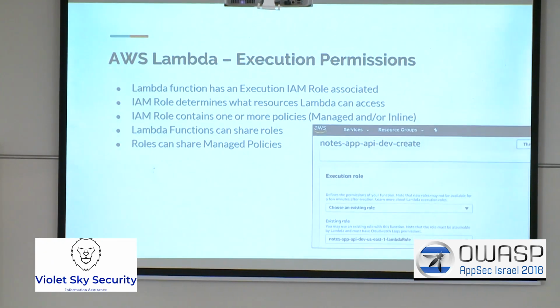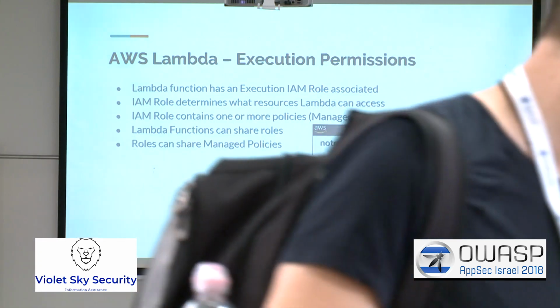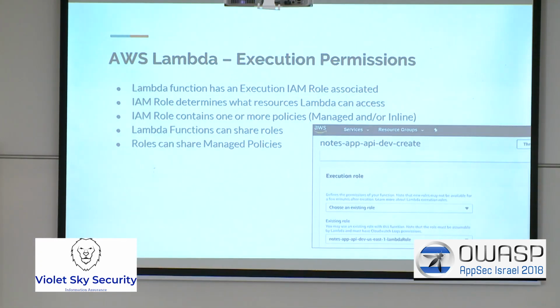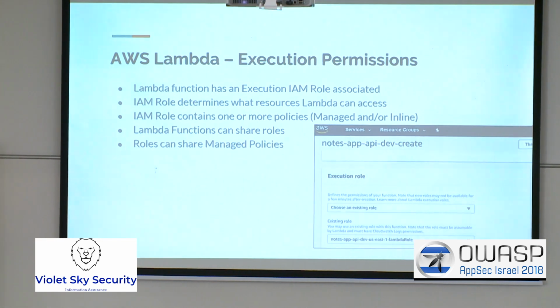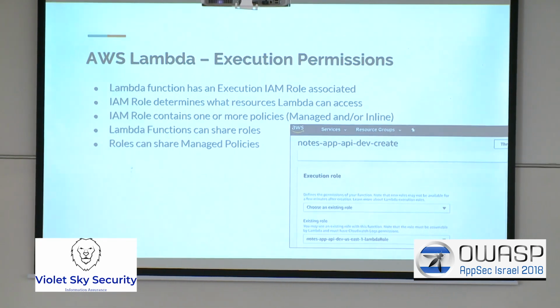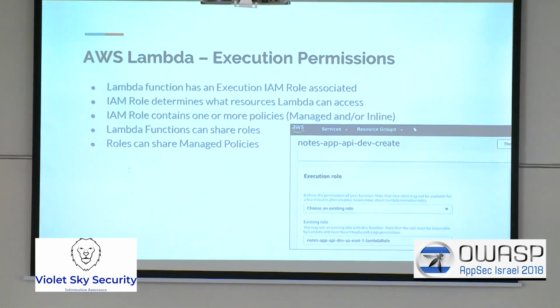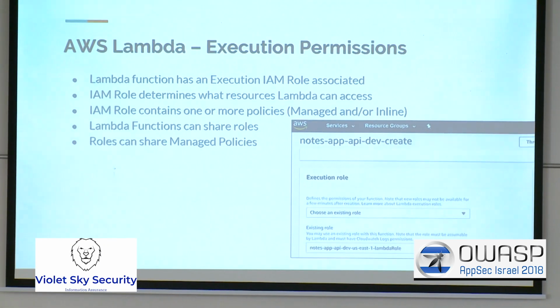So how does this connect to Lambda? For each Lambda that you define, you can connect to it a role. The role contains IAM policies. They can be either managed policies or inline policies. Managed policies can be shared between different roles. And different Lambdas can also share a specific role.